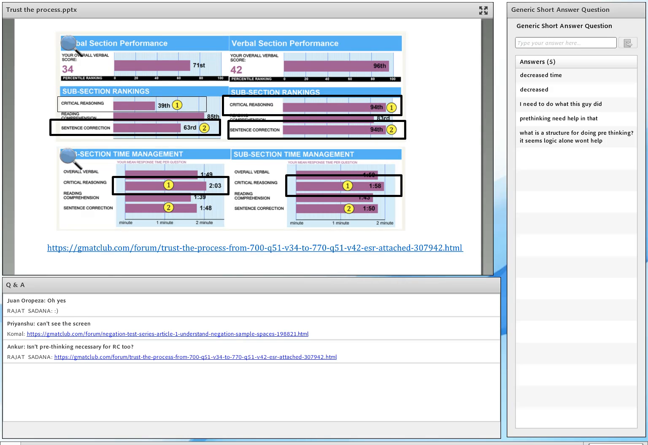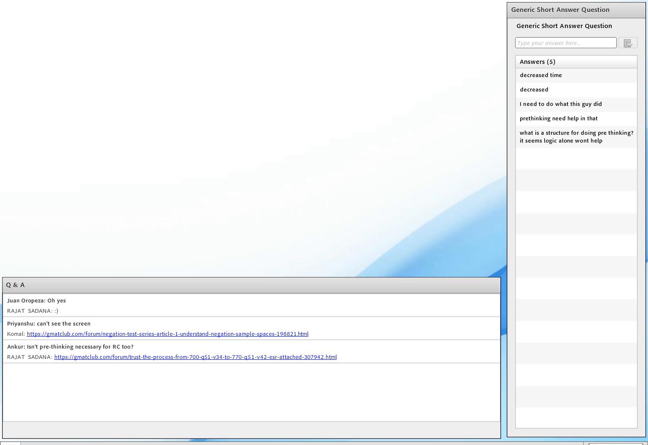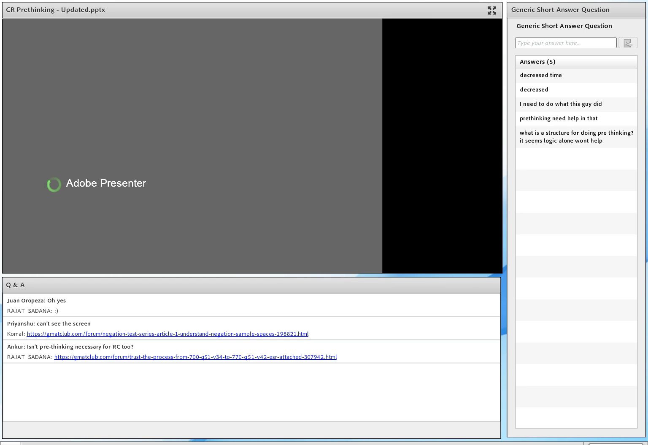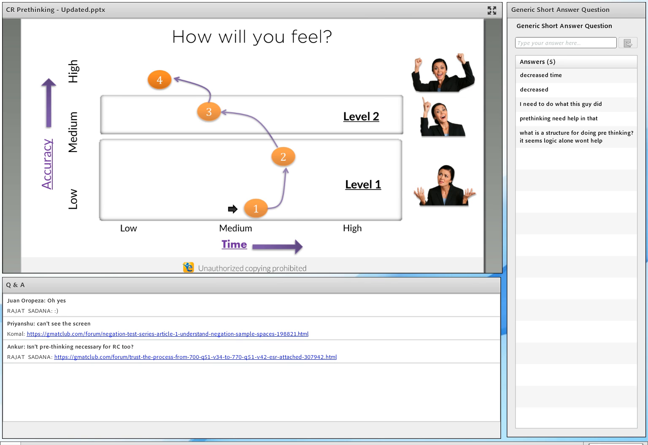And you can get to his ESRs from here. You can bookmark this link. And pre-thinking is really important for RC. So as I said, this is the journey that you're going to follow. This is the journey that he followed, and you can really see how quickly you move from one level to the other if you're deliberate.